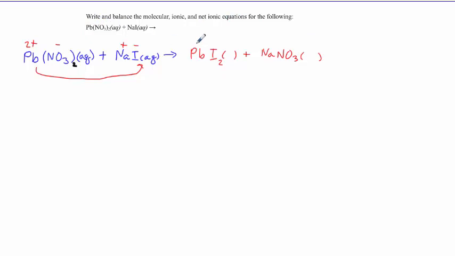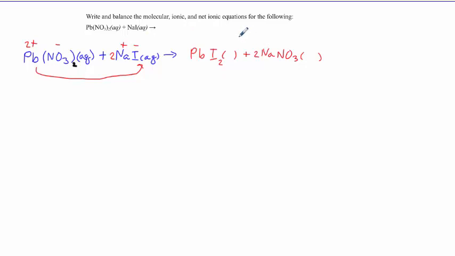Next, make sure everything is balanced. I've got one lead to start with, one lead at the end. That's fine. I have two nitrate ions at the start and only one at the end. To fix that problem, I'll put a coefficient of 2 out front. Two nitrates, two nitrates. I have one sodium to start with, and now I need two sodiums at the end, so I'm going to put a coefficient of 2 here as well. Two sodiums, two sodiums. Now I also have two iodides at the start and two iodides at the end. So everything's balanced now, and all it took was those two coefficients.